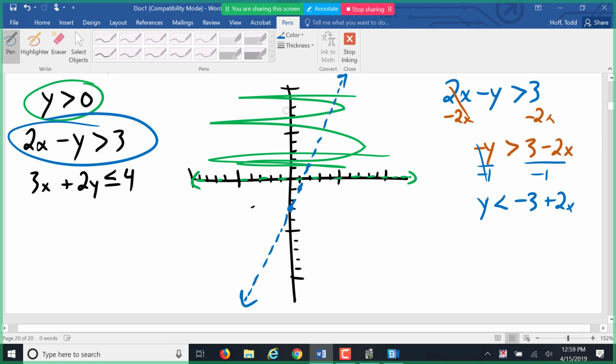If I pick a test point, 0, 0, and put it in there, 0 minus 0 is not greater than 3, so that's false, telling us we shade in the other side over here.